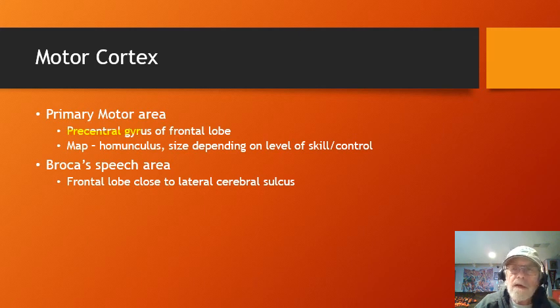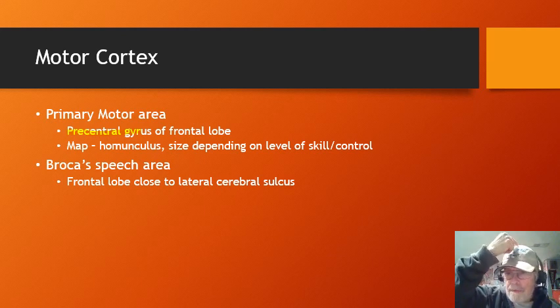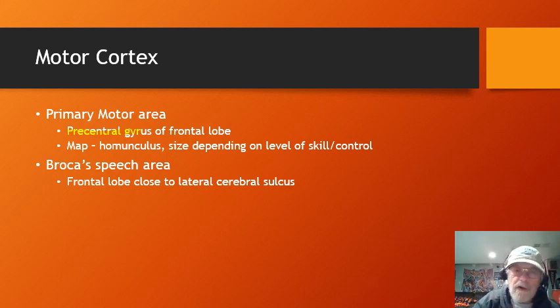Along that area, from where the frontal lobe starts at the central sulcus near the base of the brain, all the way to the top and then down along the longitudinal fissure, various specific areas of the body are represented, and I'll show you that. That's called the homunculus. The size of the representation in the cerebral cortex depends proportionally on the amount of control I need in the muscle.